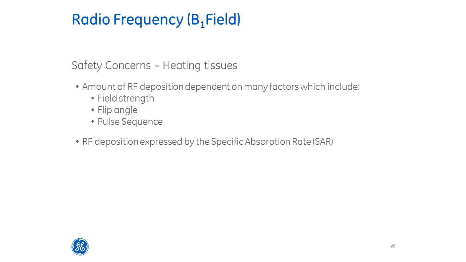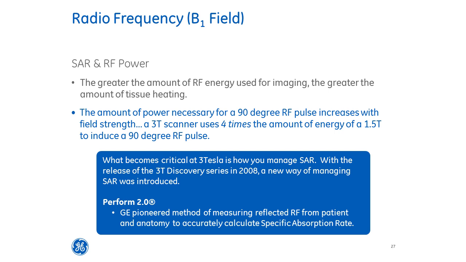The RF deposition into a tissue can be measured and is referred to as SAR, or specific absorption rate. In MR Physics Basics, we talked about the R in MRI, and it stood for resonance, which is the transfer of energy. This energy transfer is in the form of radio waves, and this transfer will result in heat. The greater the amount of RF used, the greater amount of tissue heating.